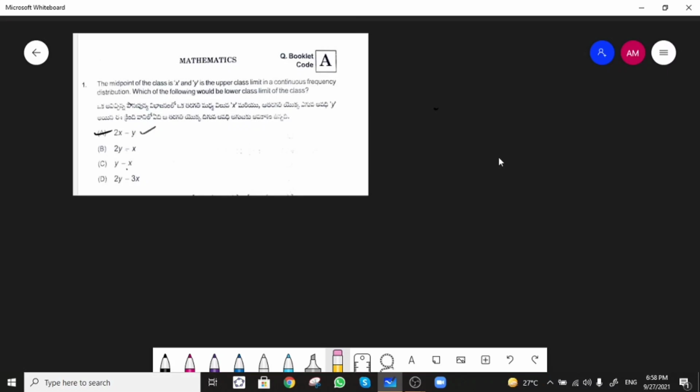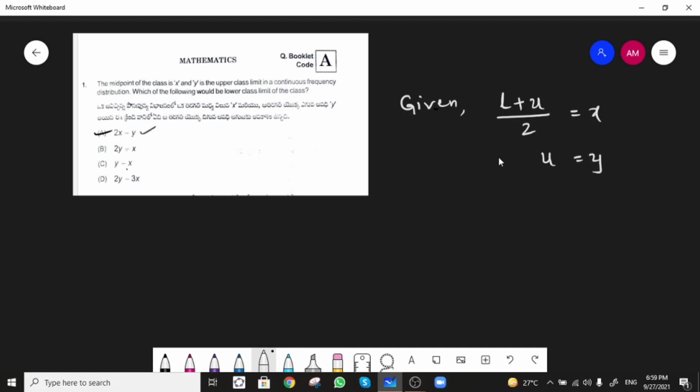The midpoint of the class is x and y is the upper class limit in a continuous frequency distribution. Which of the following would be the lower class limit of the class? So let us see what is given. Midpoint of the class means lower boundary plus upper boundary by 2 is equal to x. And y is the upper class limit. So, upper class limit is equal to y.